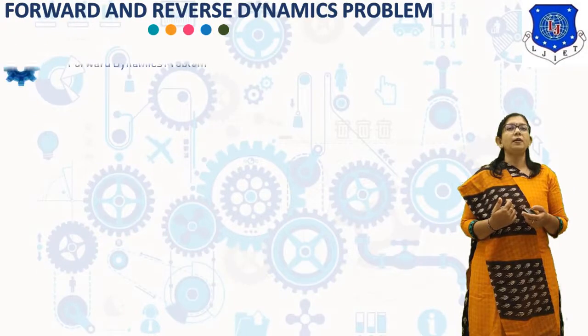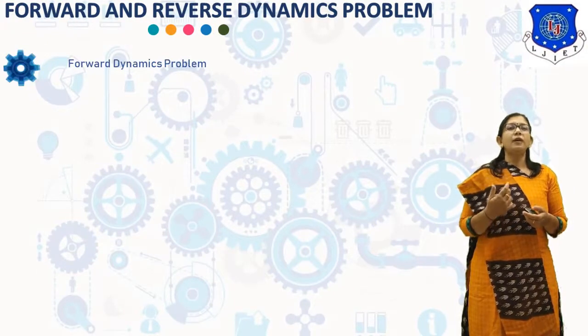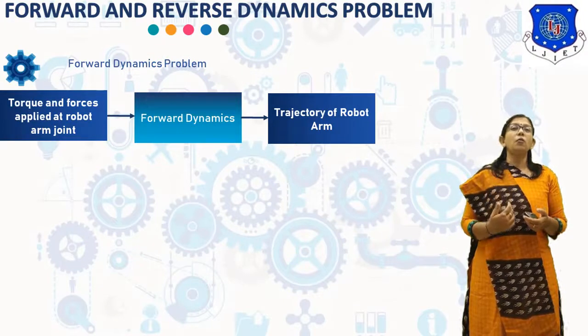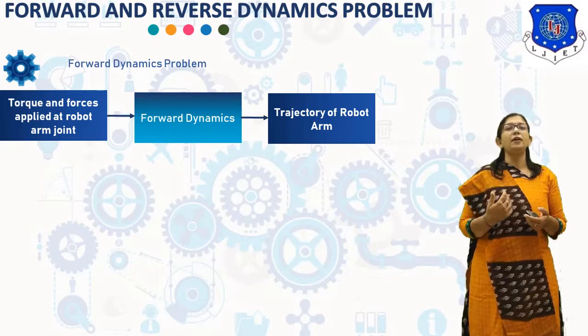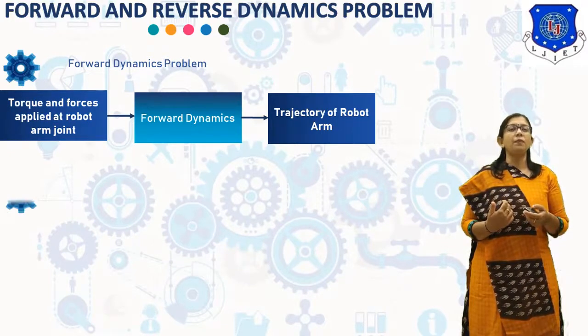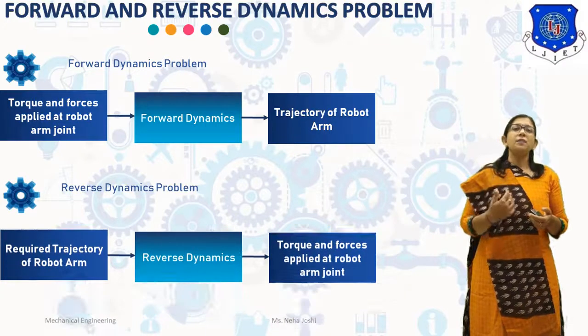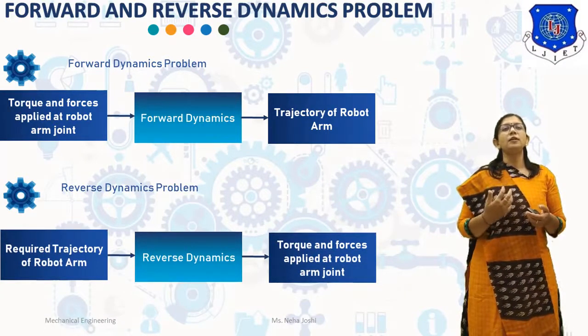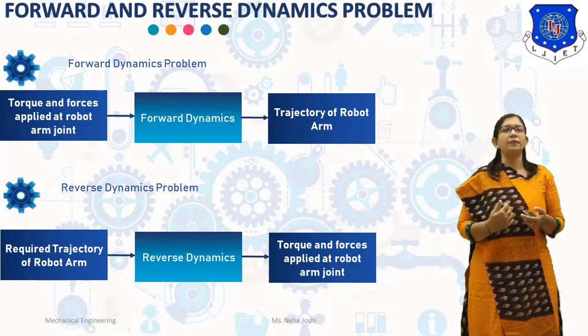Now, what is the forward dynamic problem? In the forward dynamic problem, as you can see in the figure, the trajectory of the robotic arm is determined from the known force and torque applied at the robot arm joints. Now, what is the reverse dynamic problem? In the reverse dynamic problem, the actuator torques and forces required to generate the desired trajectory of the robot arm are determined.